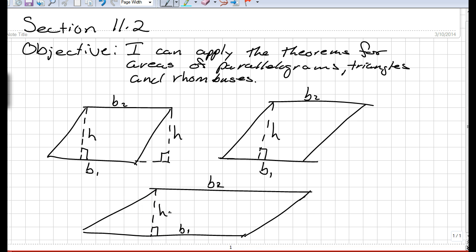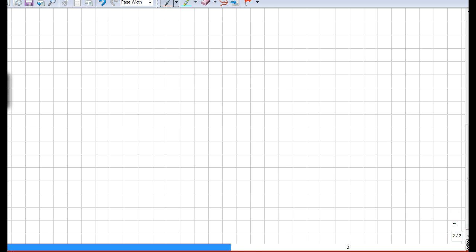Okay, but if I call this base 1 and this base 2, then you can see that the altitude or height is going to be much different. It's going to be a longer height. So that's why you have to be very careful which you call the height and which you call the base. You have to be very aware of which is which. Okay, so our first theorem is for area of a parallelogram.